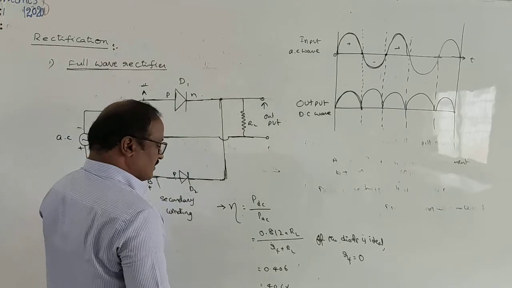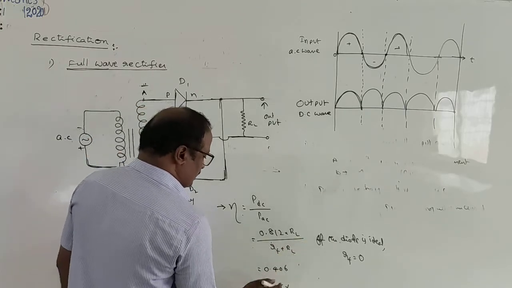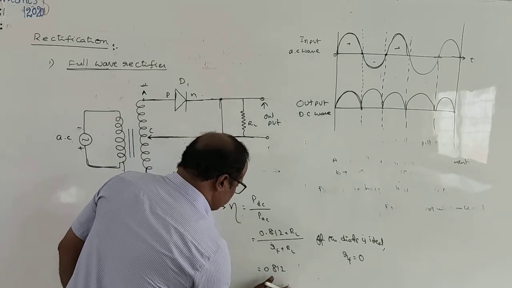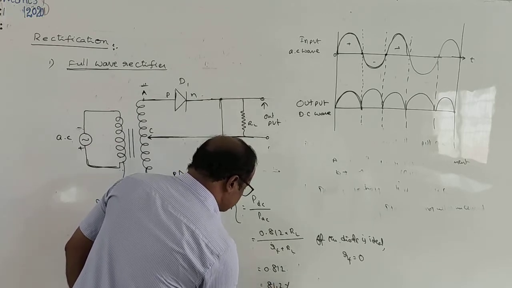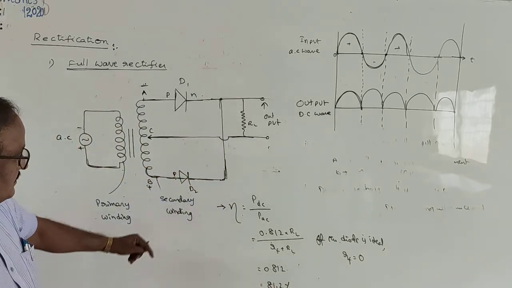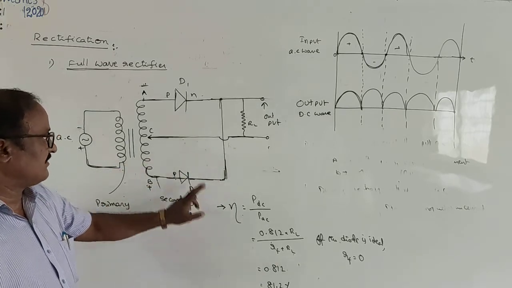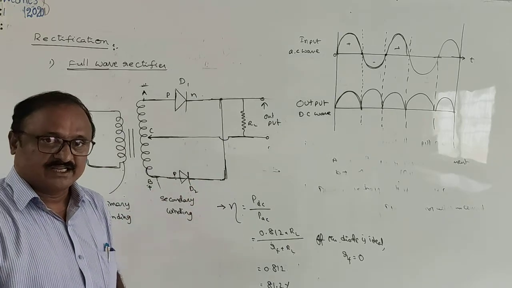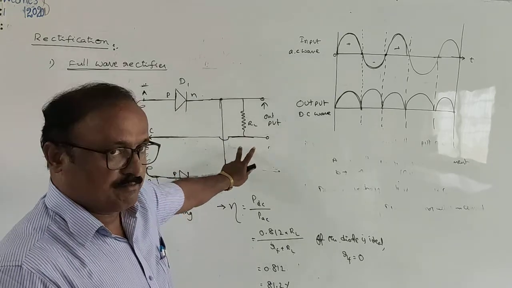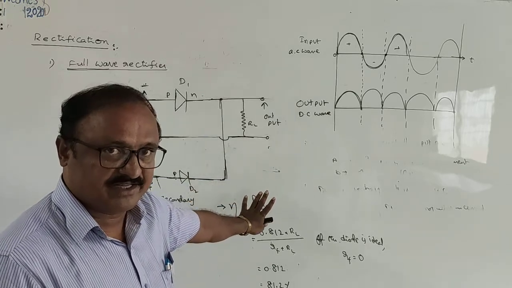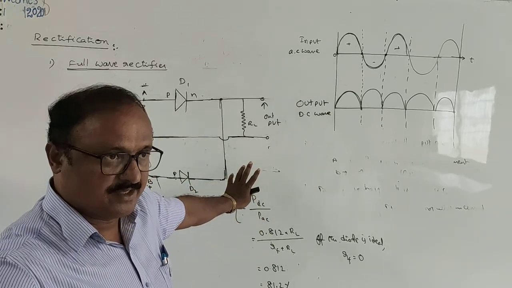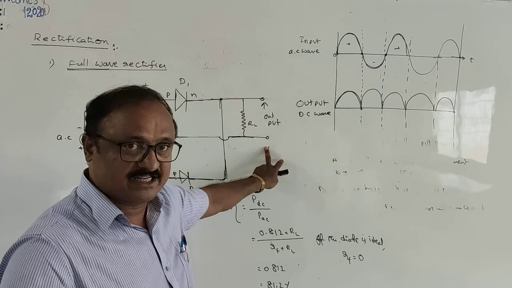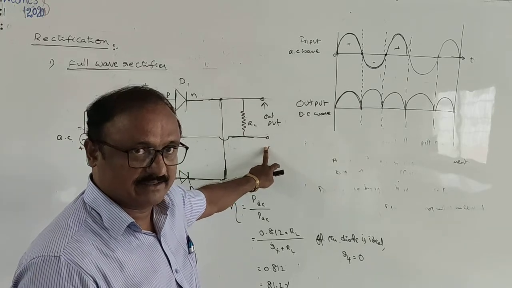Suppose the diodes are ideal, meaning RF is equal to 0. Then it becomes 0.812, or in terms of percentage, 81.2%. These are the formulas corresponding to the efficiency of the half wave rectifier as well as the full wave rectifier. So, thank you my dear students. In the next class, I will explain some more formulas corresponding to half wave and full wave rectifiers. Before we go on, please remember one point: you must study the theoretical concept of half wave and full wave rectifiers using your study material. Thank you.